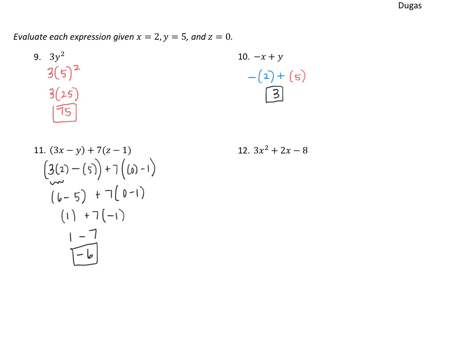Okay, the last one, I have 3x squared plus 2x minus 8. So I'm plugging in 2 everywhere since I only have x's. So we'll have 3 times 2 squared plus 2 times 2 minus 8. So we'll take care of the exponent first. So 2 squared is 4. So 3 times 4 plus 2 times 2 minus 8. Now we'll take care of the multiplication. So 3 times 4 is 12. 2 times 2 is 4. Bring down the minus 8. And now we're going to add and subtract from left to right. So 12 plus 4 is 16. And then 16 minus 8 is 8.